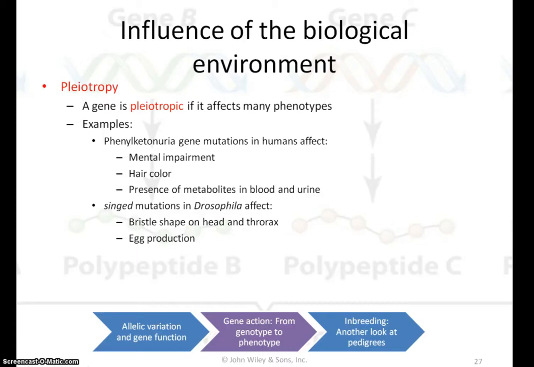Another example, back to Drosophila, is the singed mutation. There are bristles present on the head and thorax of Drosophila. The singed mutation not only affects the shape of these bristles, but also egg production.